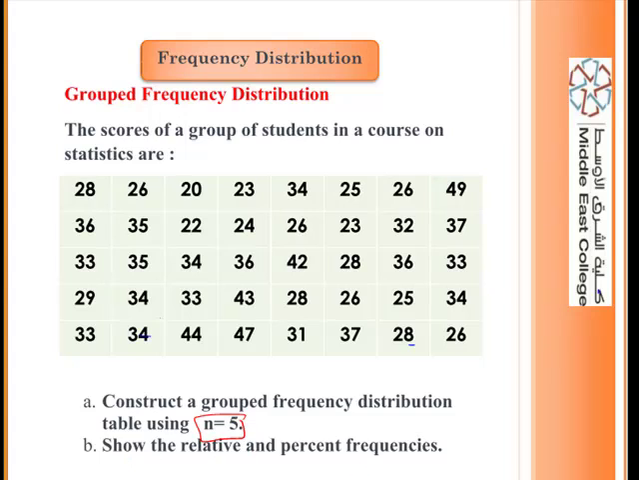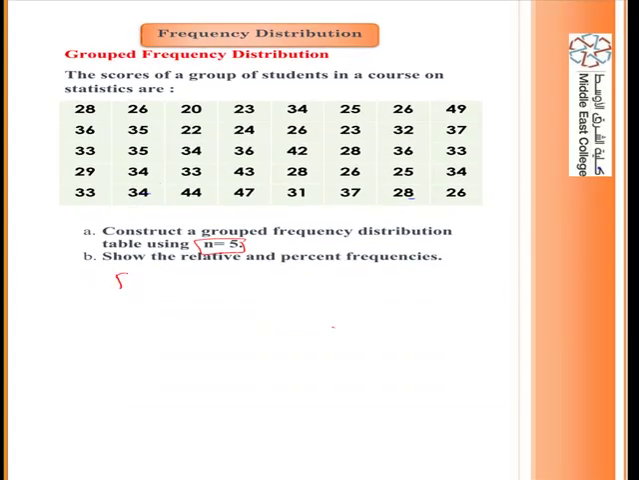To start grouping our classes, we have to find what we call the range. A range is the difference between the maximum number and the minimum number, so it will be equal to the maximum value minus the minimum value. To substitute in this formula, we first have to find the maximum and minimum numbers. The maximum number in this data is 49 and the minimum number is 20. So the range will be equal to 49 minus 20, which is 29.